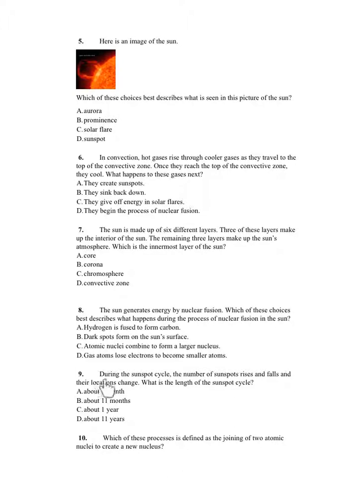Number 9. During the sunspot cycle, the number of sunspots rises and falls. Their locations change. What is the length of the sunspot cycle? A. About a month. B. About 11 months. C. About 1 year. D. About 11 years.